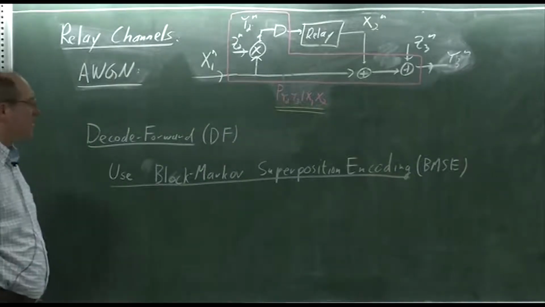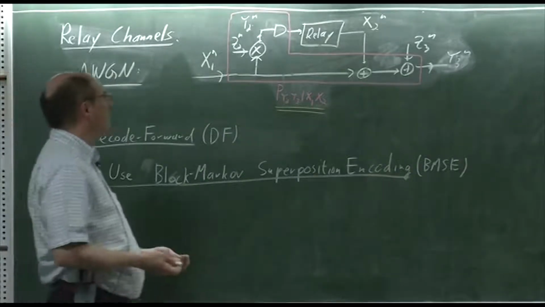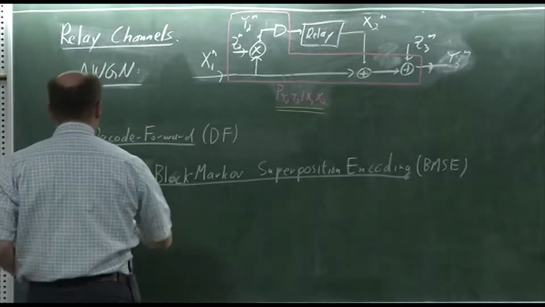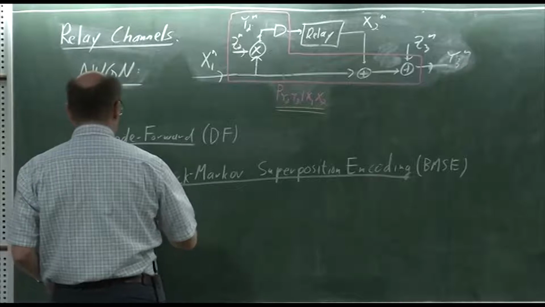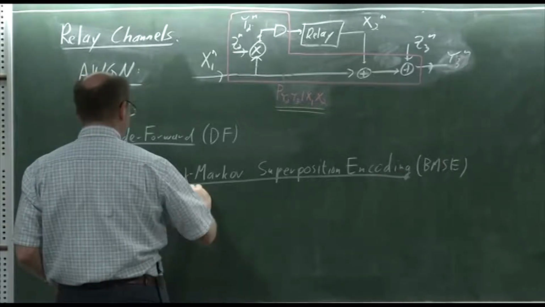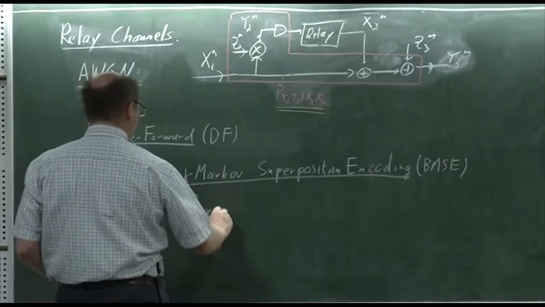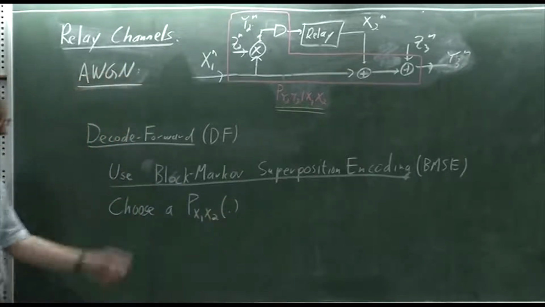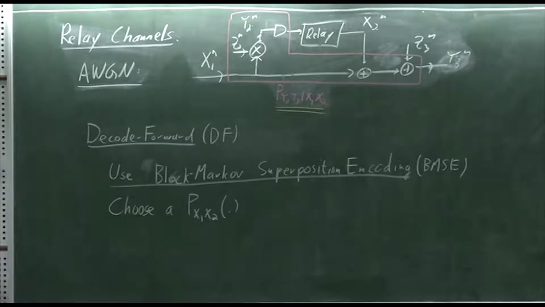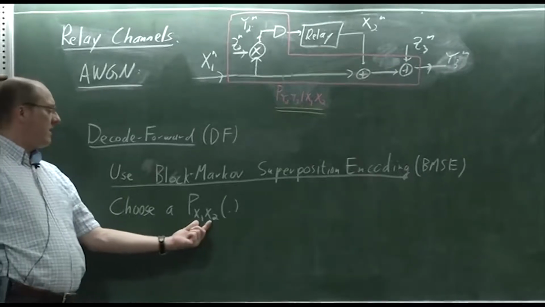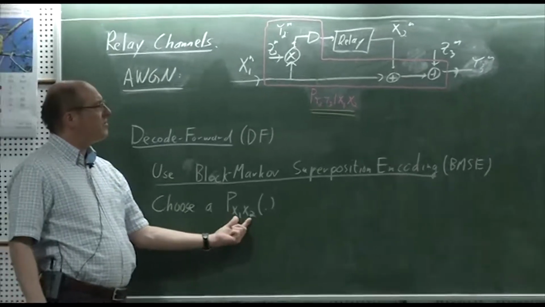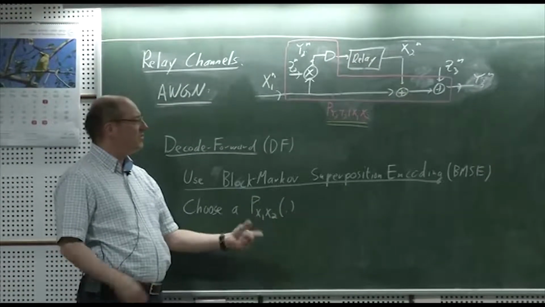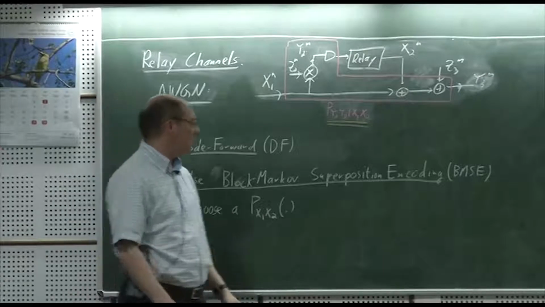So let's take a look at what that is. What we're going to do is choose a joint distribution p(x1, x2). So there are no auxiliary random variables, which is nice. The idea here is to build up a general correlation between the input and the output. And to accomplish this, this is where we have to use the superposition coding.